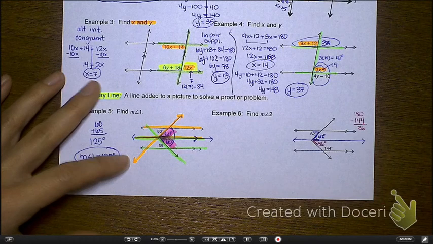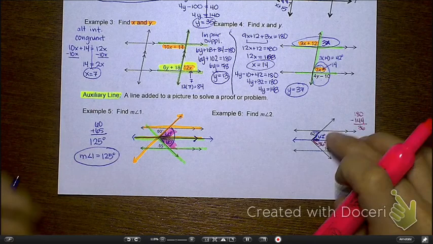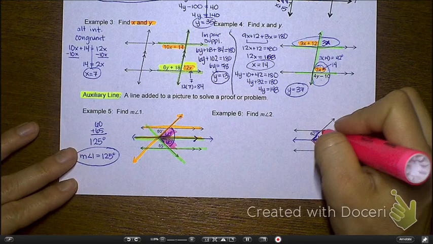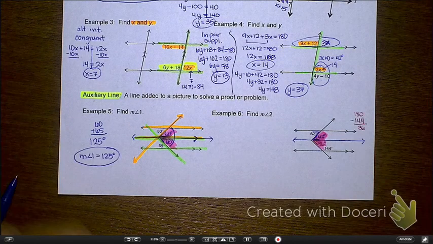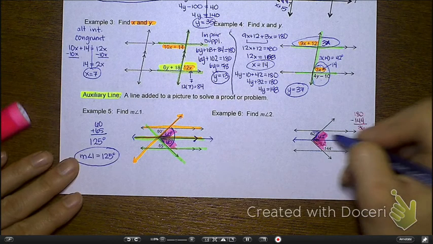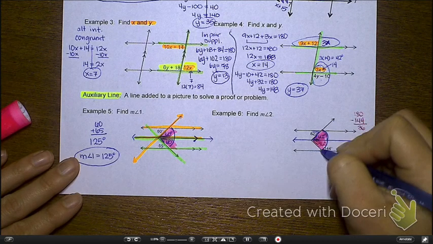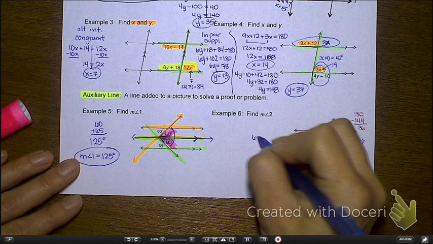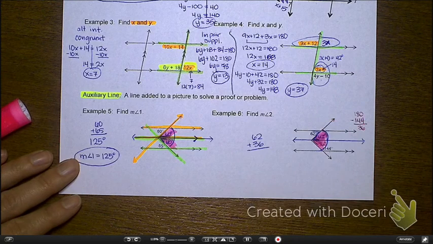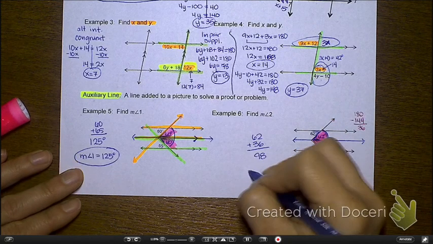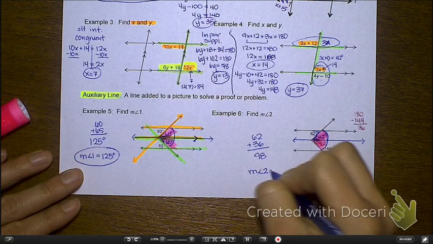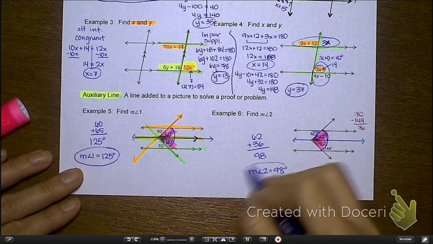All right, now that we've got both of those two little ones, how big is the whole thing for angle 2? Because remember, angle 2 is that whole thing. It's all this together. So what do I get for the whole thing? 98, okay? So the measure of angle 2 is 98 degrees, okay?